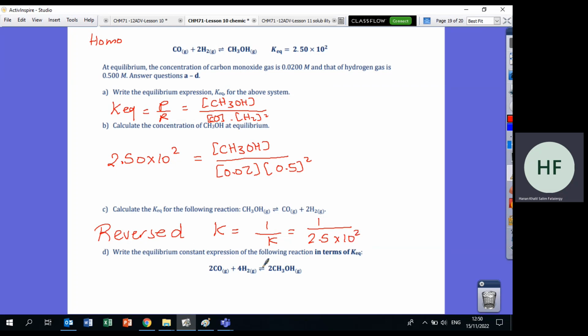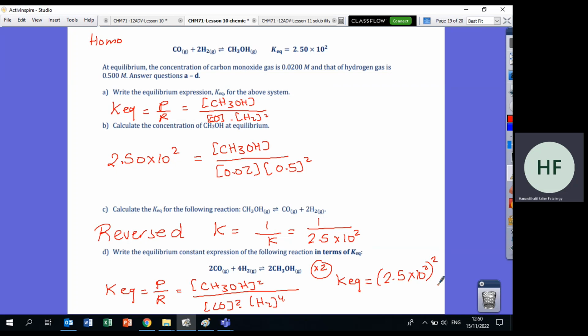Now write the equilibrium expression for this reaction. KEQ will be P over R. The product is CH3OH square over CO square times H2 power 4. If they ask you to calculate it in numbers, then you can say KEQ is equal to, what did we do with this reaction to give us this reaction? We multiplied by 2, so coefficients become powers. So the new KEQ will be this one, 2.5 times 10 power 2, squared. Okay, so if you multiply by a number, you make it a power. If you reverse the reaction, you take the reciprocal of K, or 1 over K.